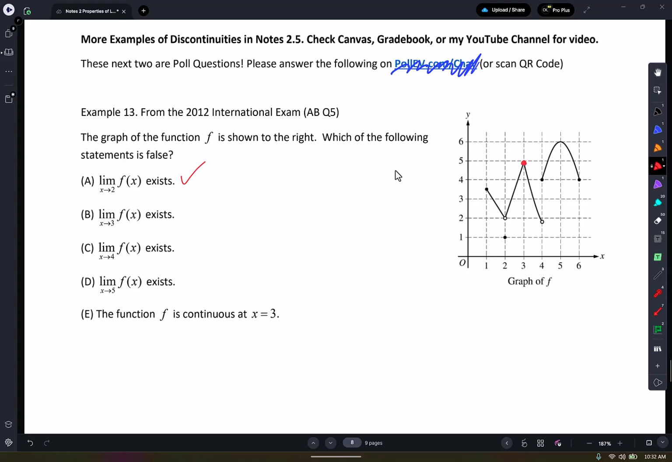If I approach 3 from the left, it's 5. If I approach 3 from the right, it's also 5. Limit as x approaches 4 exists. If I approach 4 from the left, it's some number a little bit smaller than 2. If I approach 4 from the right, it's 4. So it looks like that one is false. Limit as x approaches 5 exists. Yes. And the function f is continuous at x equals 3. Yes. So the one that doesn't work here is letter C. Does that make sense, guys? Perfect.